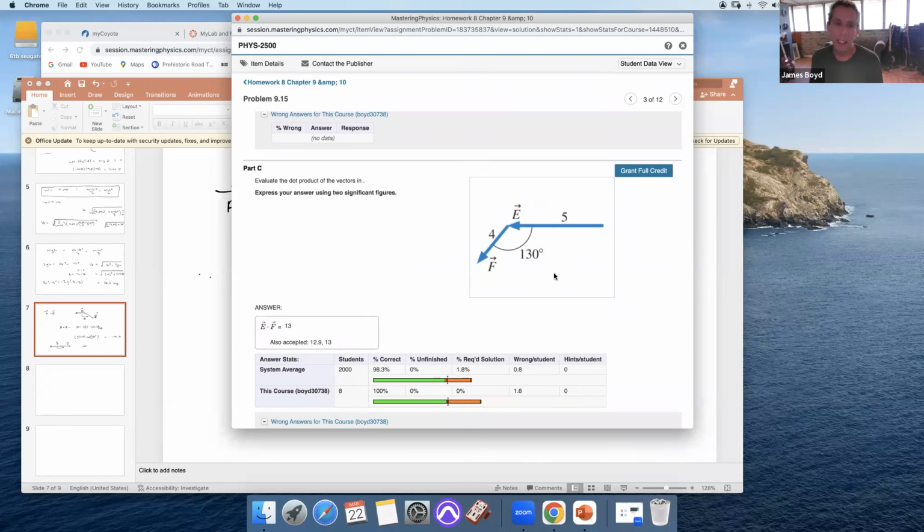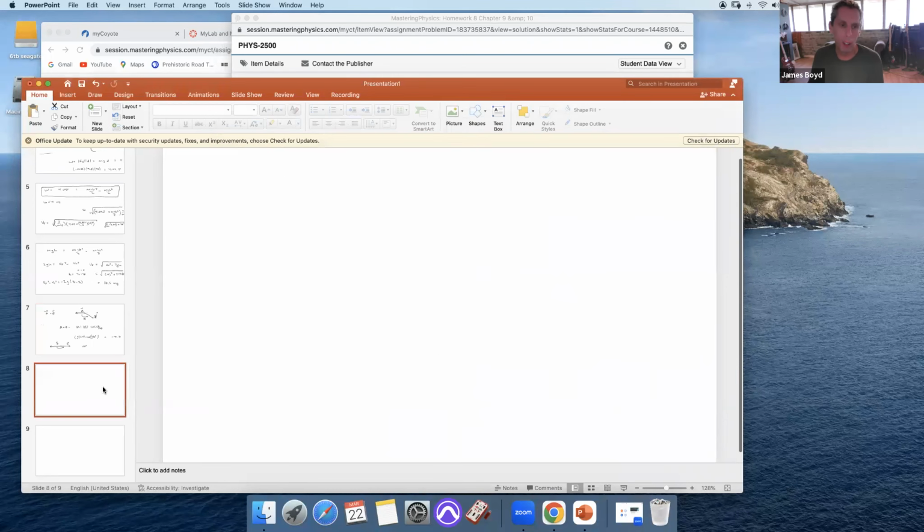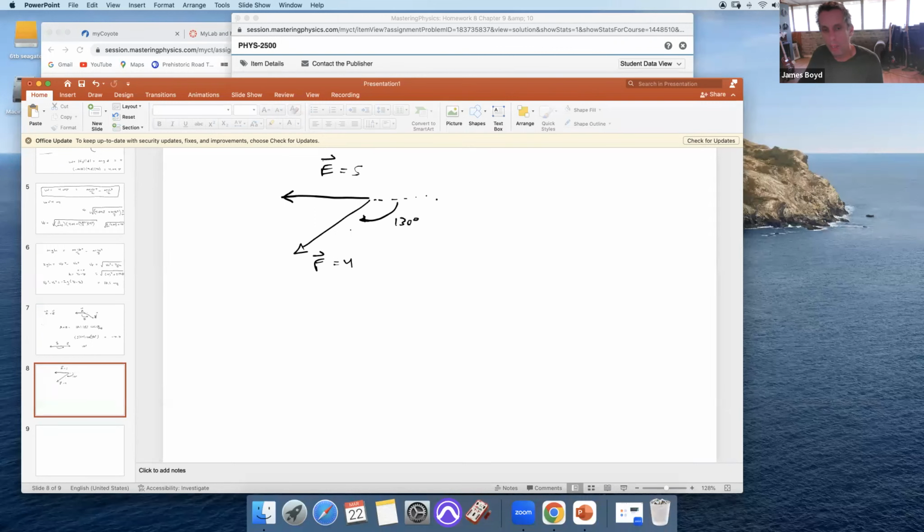Here, we need to place these E and F tail to tail. And now we need to do a little bit of geometry because we know that when we put them this way, F is 4, but E is 5. Originally, they had E here, and this was 130 degrees. This whole thing is 180, so this is 180 minus 130, or 50 degrees. This angle is 50, this angle is 130.